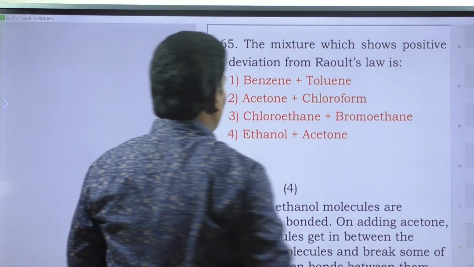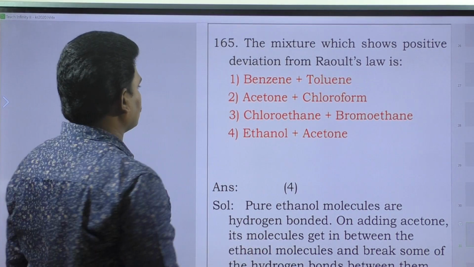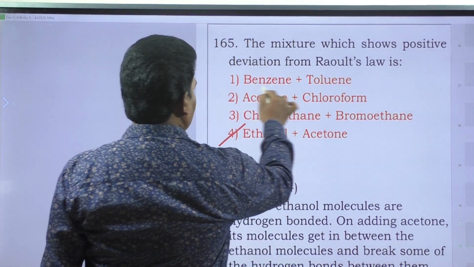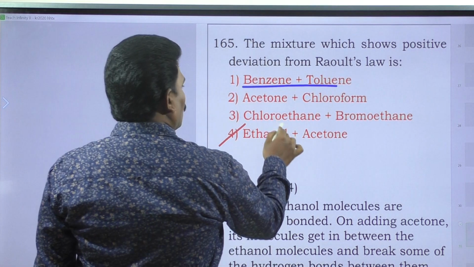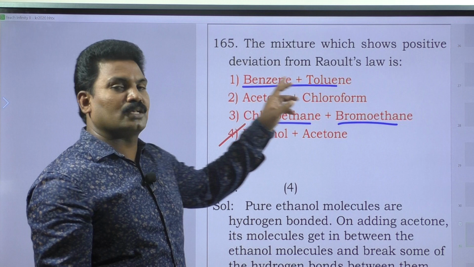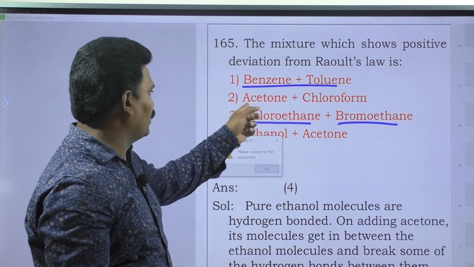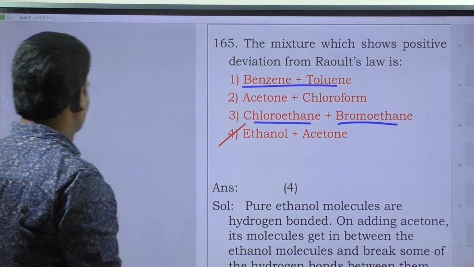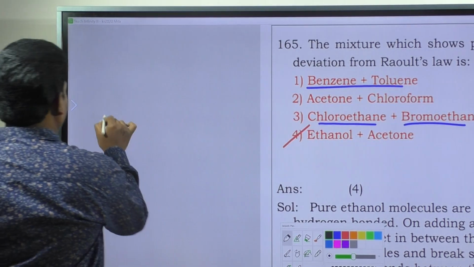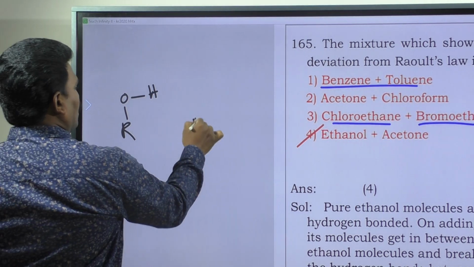The mixture which shows positive deviation from Raoult's law. Fourth option, because the remaining options are ideal solutions: benzene and toluene form an ideal solution, and chloromethane and bromomethane also form an ideal solution. Acetone plus chloroform can form interactions, intermolecular forces rise, so the deviation is negative. So option 4, ethanol and acetone. In ethanol molecules, hydrogen bond is there, R-OH, where R means the ethyl group.